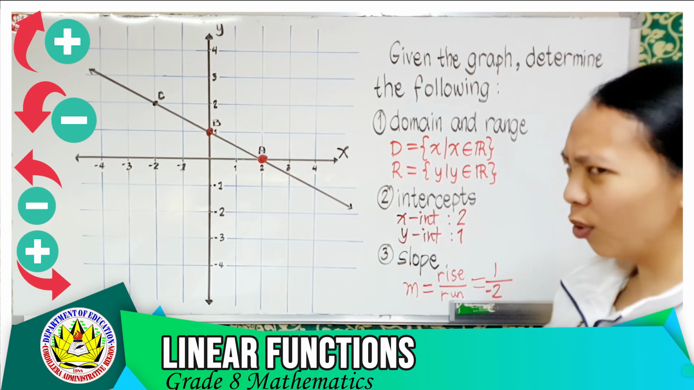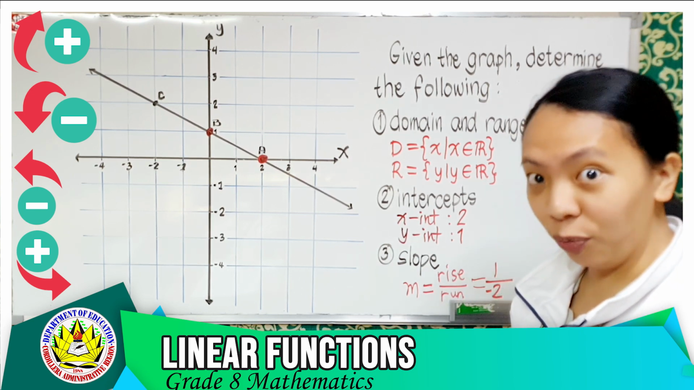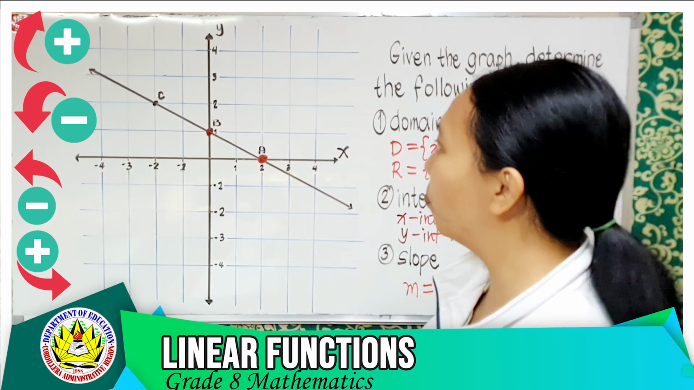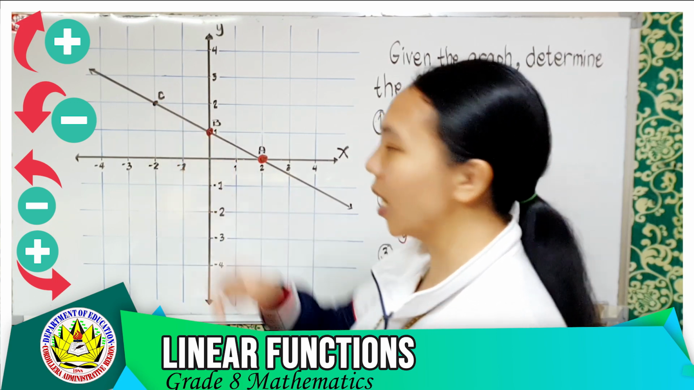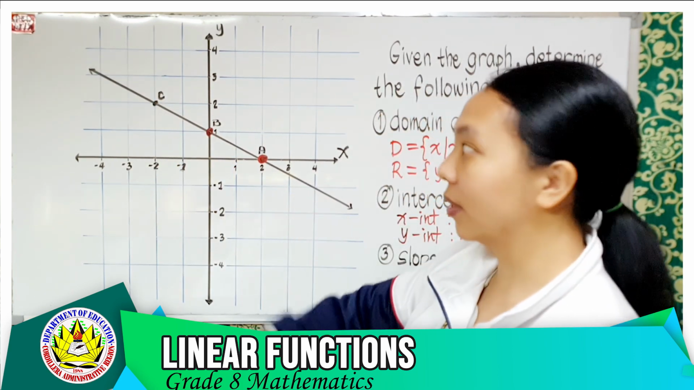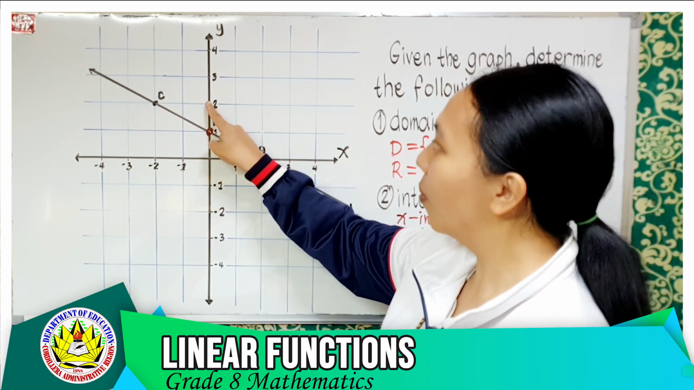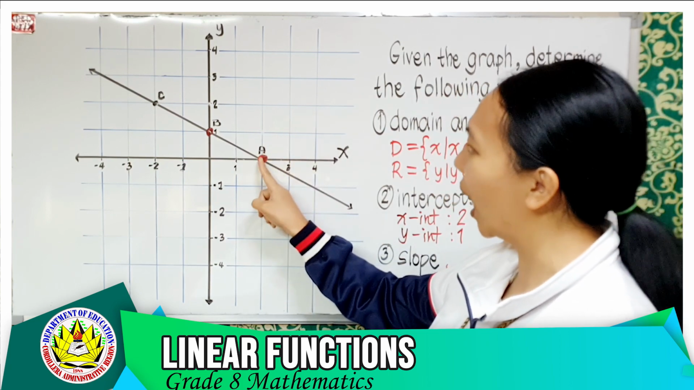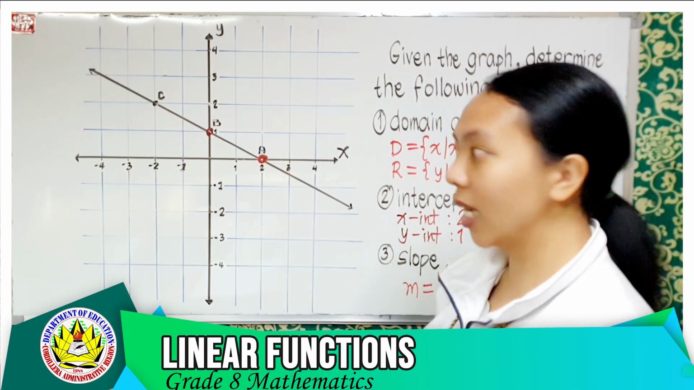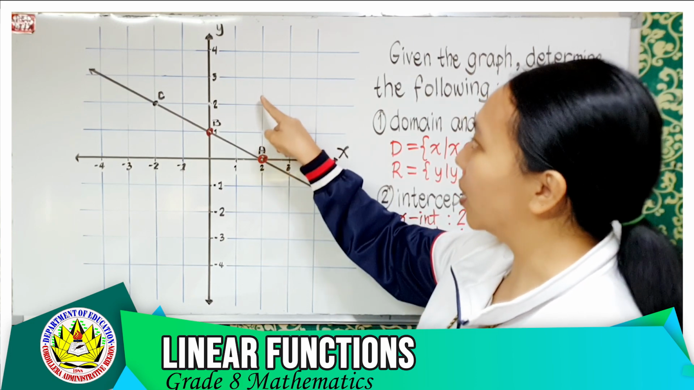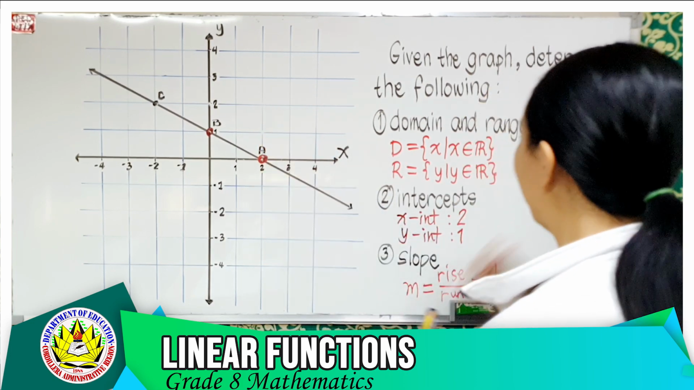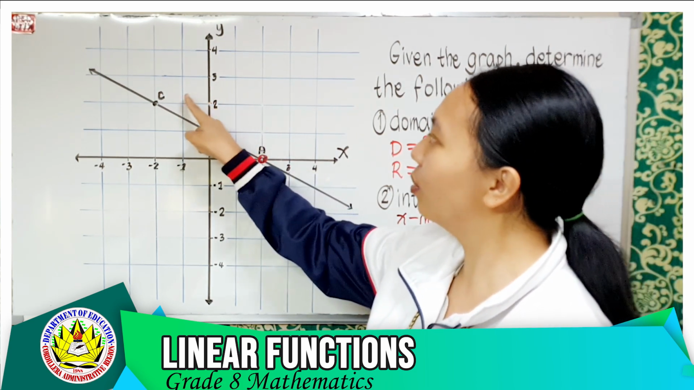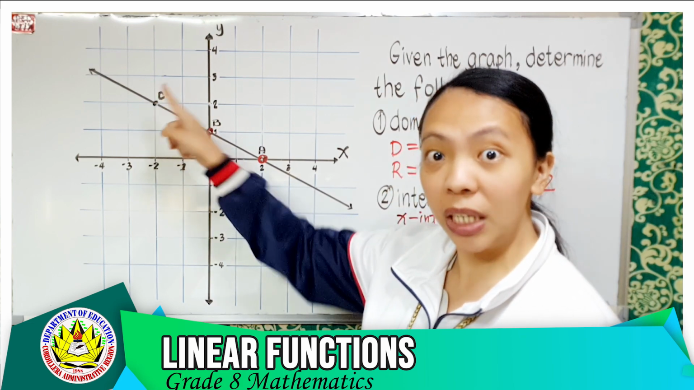Is it true for any pair of points on the line? Let's find out. So, let us move from point B to point C. We go up, then left. 1 unit up, 2 units to the left. What about from point A to point C? Let's see. 2 units up, that would be 2. And then 1, 2, 3, 4. 4 units to the left.